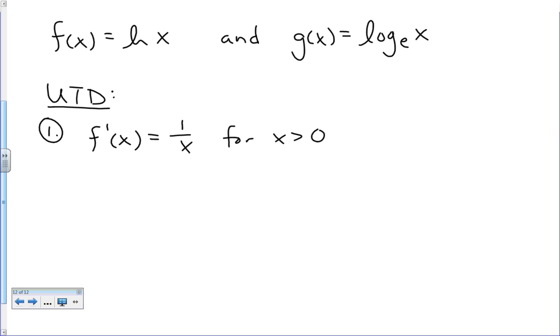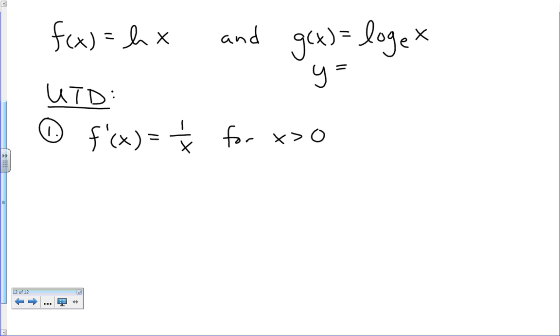All right. For the second function here, g of x, we actually proved this earlier, back in chapter 3, what g prime of x is equal to here. But let's go through and show you how to do that. That's using implicit differentiation.